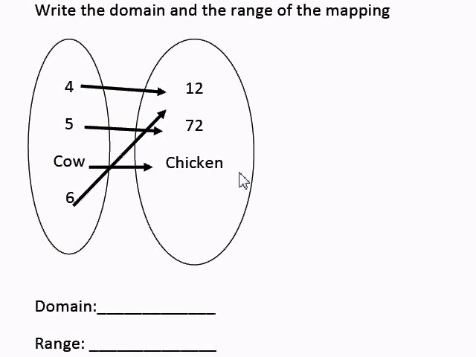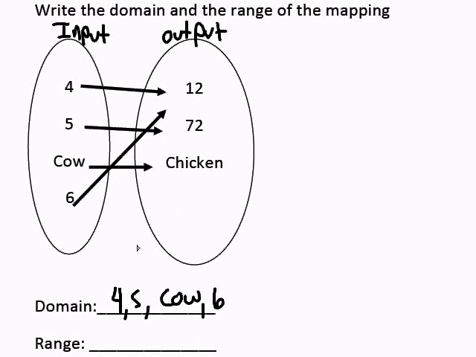Let's take a look at a mapping. A mapping pretty much means you have two circles and your inputs are on your left hand side and your outputs are on your right hand side. Now remember, your domain are all of your inputs, your range is all of your outputs. So domain, we just list our inputs: 4, 5, cow, 6. Our range are all of our outputs, so we list our outputs: 12, 72, and chicken.